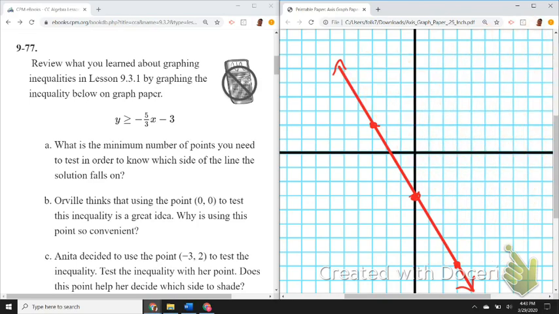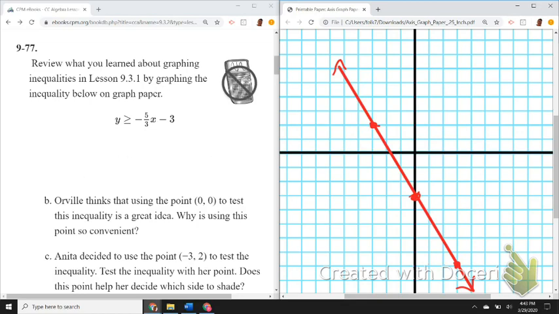So when we are testing, we go to the actual inequality itself. Orville said we're going to use the ordered pair 0, 0, meaning 0 is x, 0 is y. That means we're going to substitute 0 for x and y, and we're going to see if this statement is true or not. So let's quickly simplify this. 0 is greater than or equal to, well, this whole mess turns into 0, so we get -3. You're going to ask yourself again, is this true or false? Is 0 greater than or equal to -3? And yes, 0 is greater than -3, right?